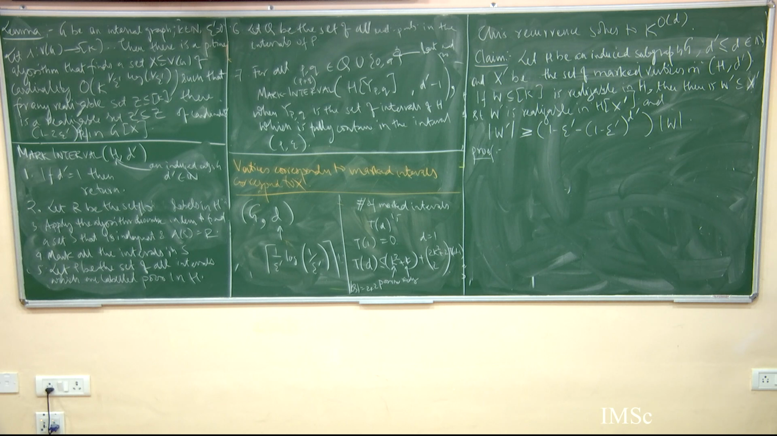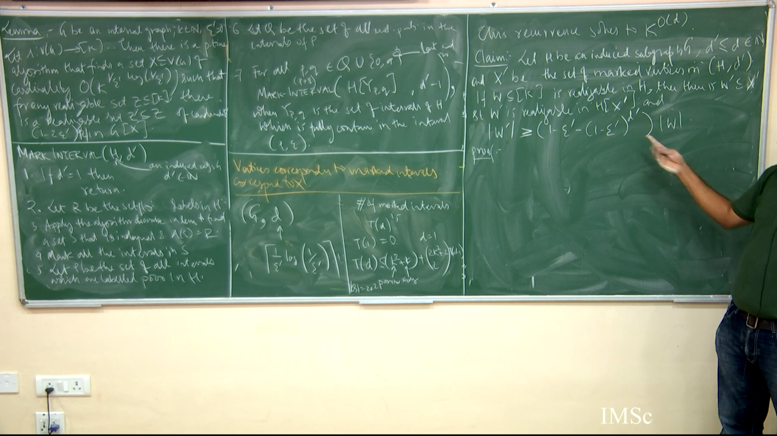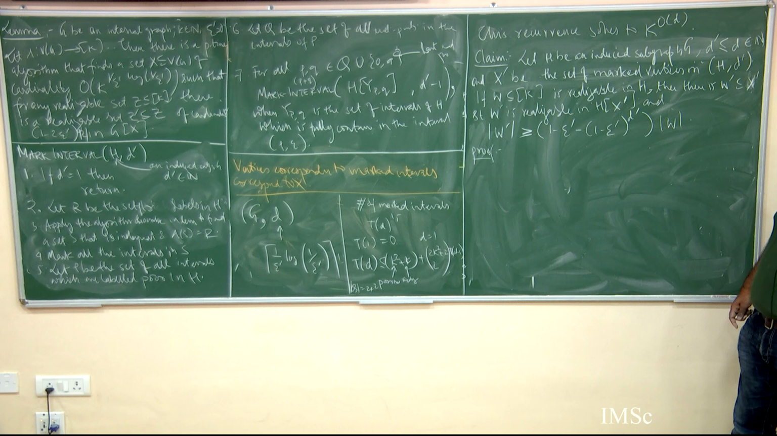because, look, let H be a reduced subgraph of G and d, and then on H comma d I give you some X prime. Then if W is realizable in H, there is a W prime which realizes in H induced on X prime. W and W prime are sets of labels, right? No, X prime is the set of marked vertices. W is a subset of X prime. Is W a set of vertices or a set of labels? Let me think what it should be.